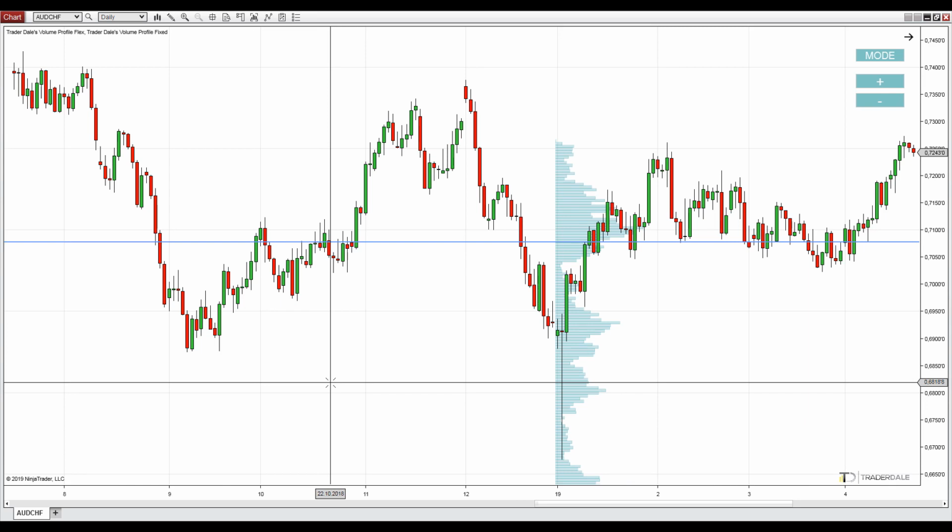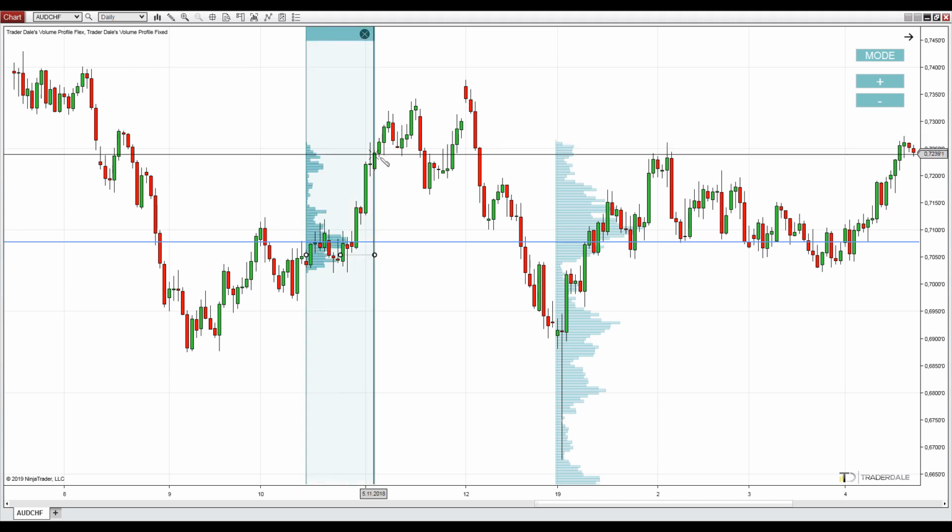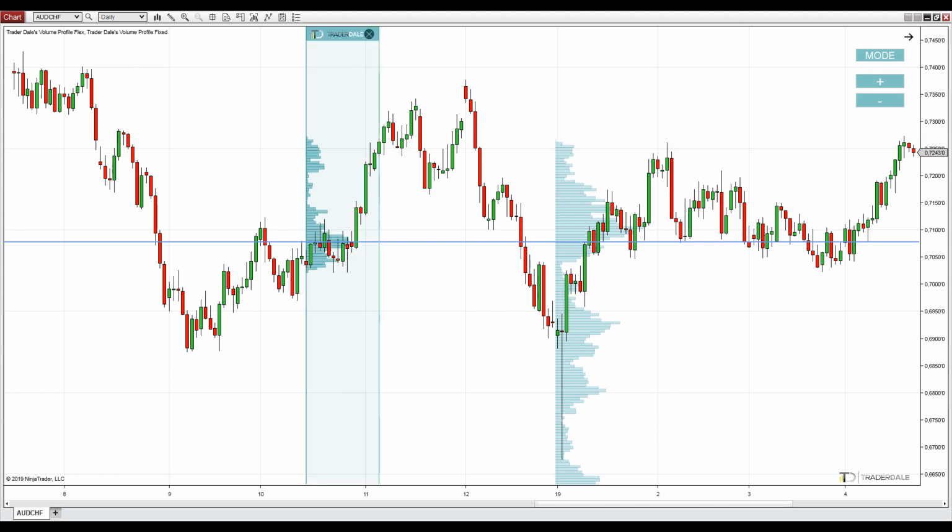Now let's go into the Australian dollar Swiss franc. There was another swing trade. It was based on volume accumulation setup. The level was based on those heavy volumes. This was the level where I went long. Stop loss was below this swing point.